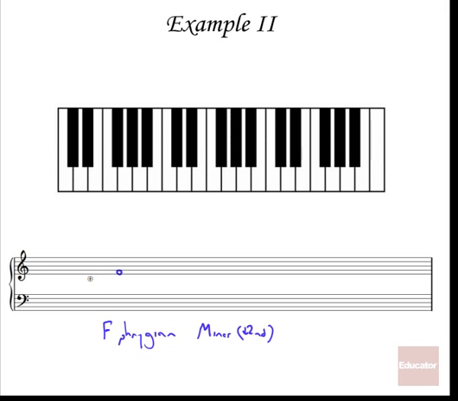So we can think about F minor, and we know that it has 4 flats. And now all we have to do is add the flats here. And this gives us a natural minor scale, and to make it a Phrygian scale, we need to lower the 2nd degree. So we'll add a G flat, and this is F Phrygian.